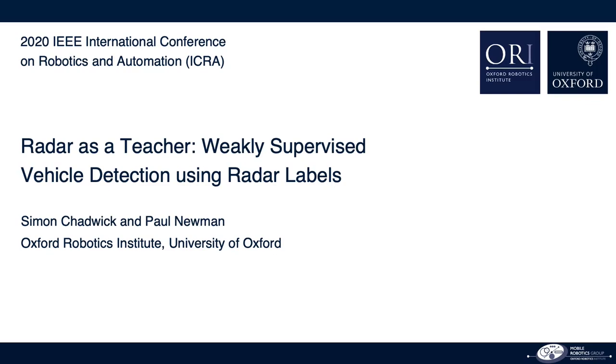Hello, I'm Simon Chadwick, and I'm pleased to present our work, Radar as a Teacher, Weakly Supervised Vehicle Detection using Radar Labels. In this work, we propose a method for training a convolutional neural network-based object detector using labels derived from radar. By using an innovative training process, we achieve considerably higher performance than if we use the radar labels with a standard training process.